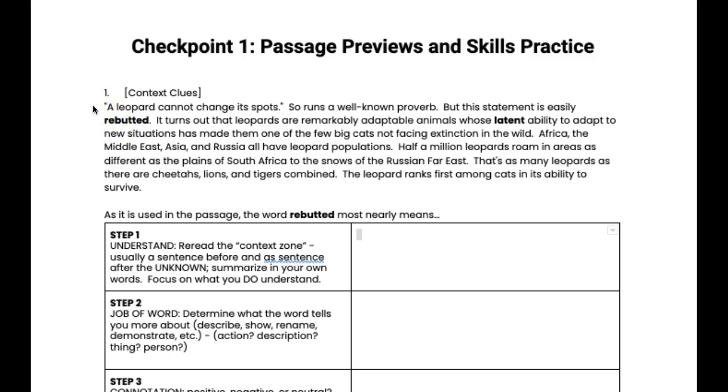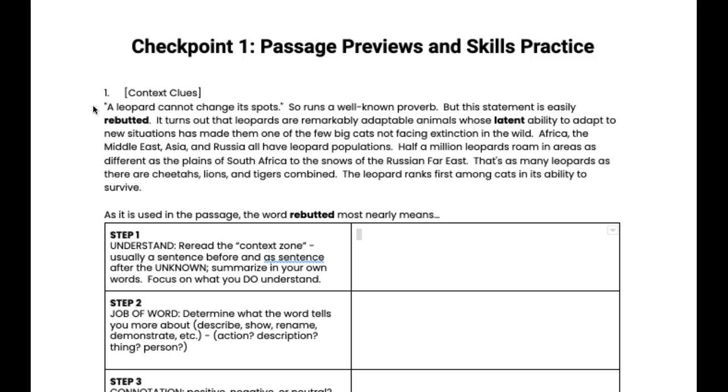A leopard cannot change its spots, so runs a well-known proverb. But this statement is easily rebutted. It turns out that leopards are remarkably adaptable animals whose latent ability to adapt to new situations has made them one of the few big cats not facing extinction in the wild.